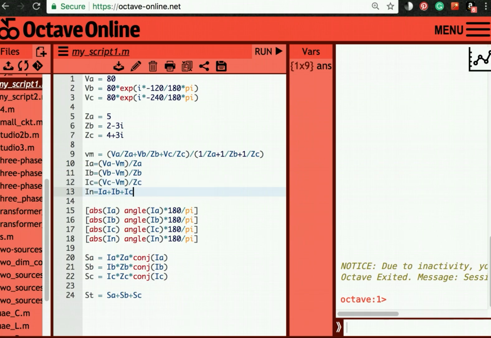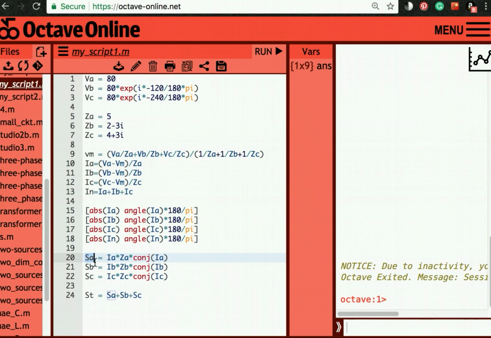So simple. Here earlier I calculated the neutral current, but because it's a three-phase, three-wire system, neutral current will not be there. Anyway, I'll still keep this because I'm expecting IN to be zero because of the way we are doing it. Next is the absolute value of IA and angle of IA, absolute value of IB, angle of IB. This is all the same. These formulas are exactly the same.